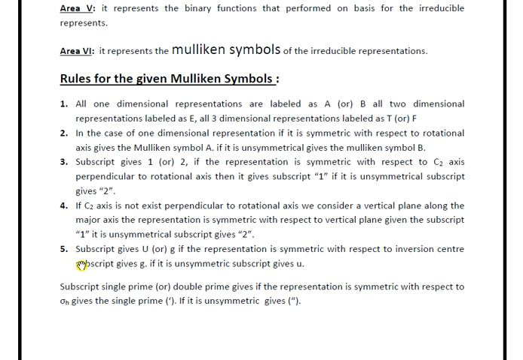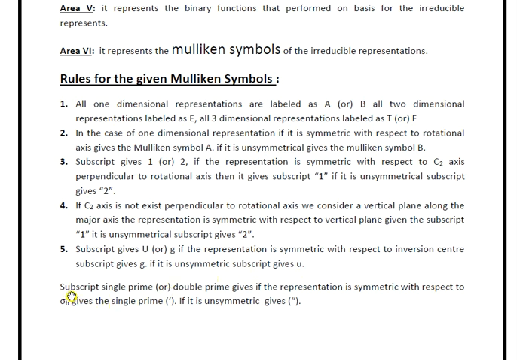Rule 5. Subscript gives U or G based on the inversion center. If the representation is symmetric with respect to the inversion center, then we give gerade. If it is unsymmetrical with respect to the inversion center, then we give ungerade, like that.